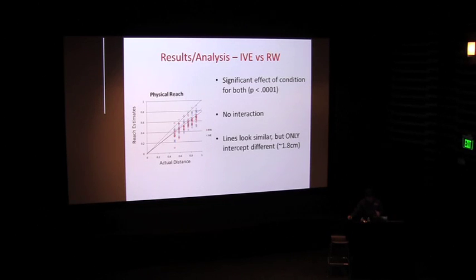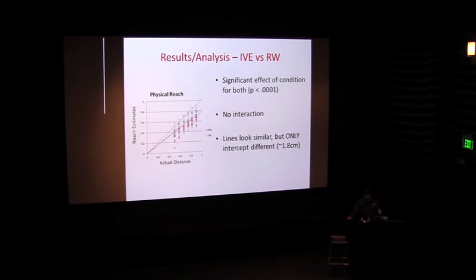Now what we found was that there was a significant effect of actual distance, which is not reported here, on the perceived distance. So we know that the system is working. And then these are results that are shown for physical reach responses. So actual distance versus reach estimates via physical reach. The red circles and the red line indicate the linear regression profile for the real world condition. The blue line indicates the linear regression profile for the IVE condition. And even though the effect size was very, very small, the intercepts between the two regression lines were significantly different, which indicates that there is a significant effect of condition.